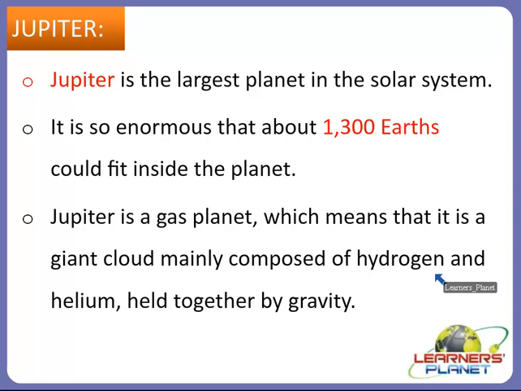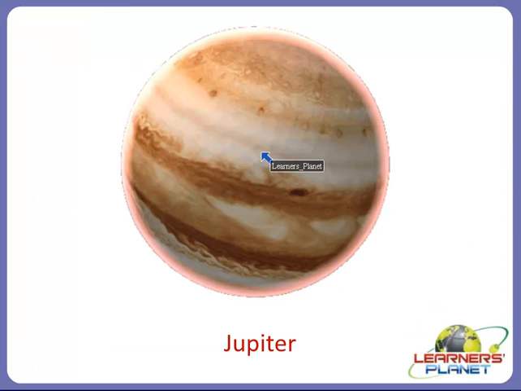So we can say that this name, Jupiter, was named after the most powerful Roman god due to its enormous size. Jupiter means large. Jupiter rotates very fast. Let us see one picture of Jupiter. Yes, this is Jupiter.